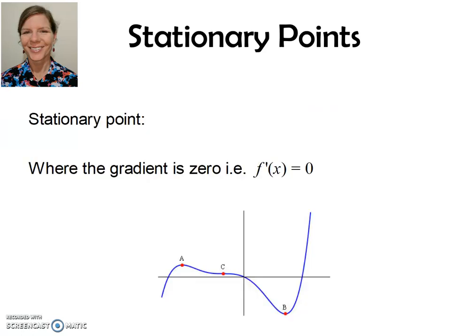Okay, so the definition of a stationary point is simply that it is a point where the gradient is zero. So we are either talking about a maximum here, or a minimum, or you could possibly have a point of inflection. In terms of mathematical definition, it's where the derivative of the function is zero. If you differentiate a function and then find for what values of x that derivative is zero, that's where you find your stationary points.